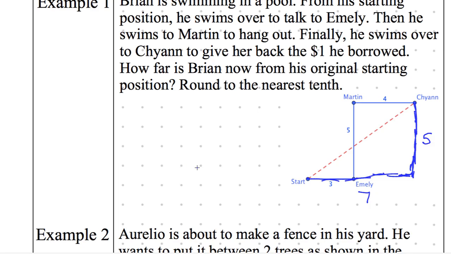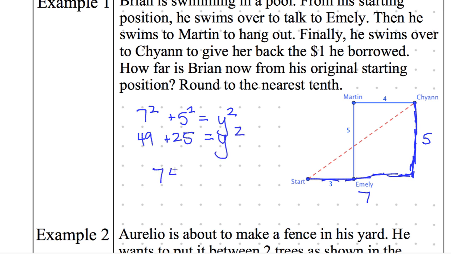All right, is there someone that can actually solve this problem for us now? Help us set it up. Go for it, Colby. 7 squared plus 5 squared equals y squared. Y squared, okay. And then how do I do this from there? 7 squared is? 49. 5 squared? 25. Adding them together is? 74.